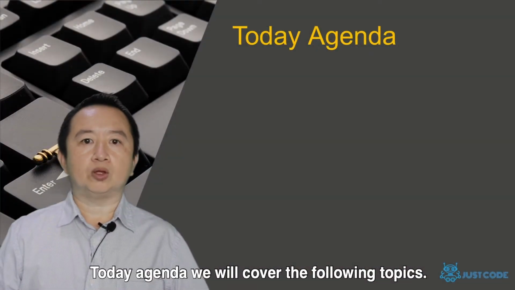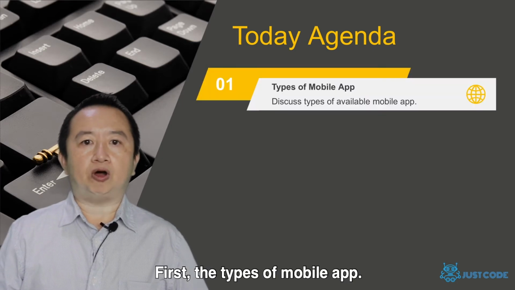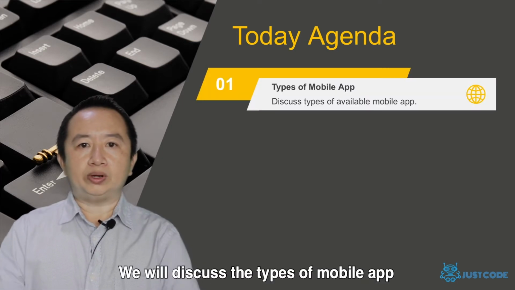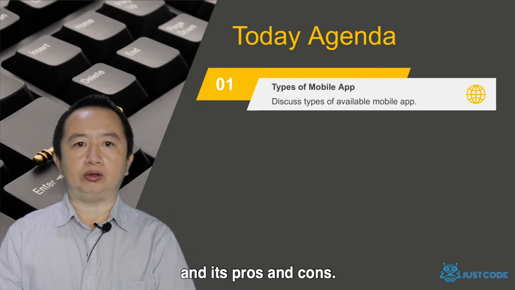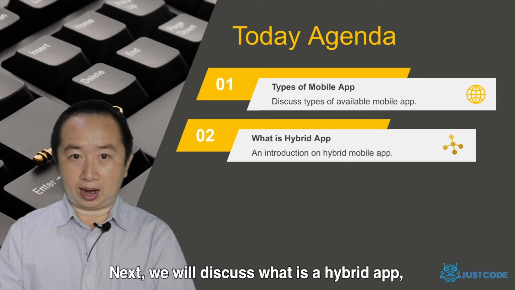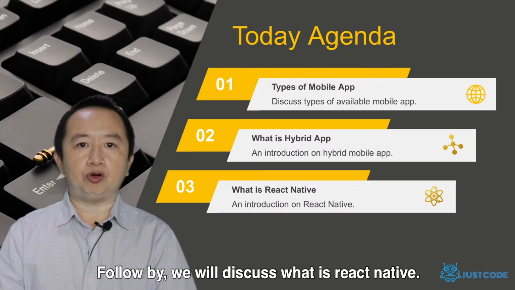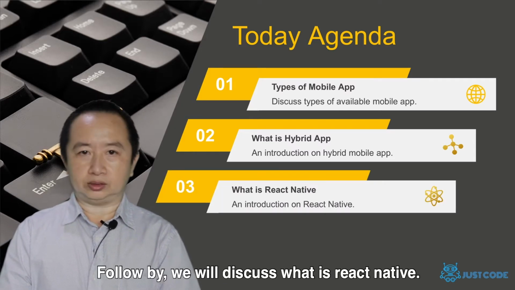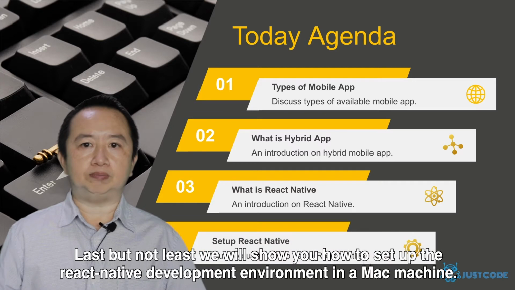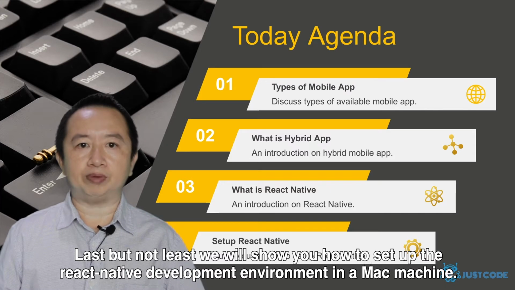Today's agenda will cover the following topics. First, the types of mobile app. We will discuss the types of mobile apps and its pros and cons. Next, we will discuss what is hybrid app, its advantages and architecture. Followed by, we will discuss what is React Native. Last but not least, we will show you how to set up React Native development environment in a Mac machine.